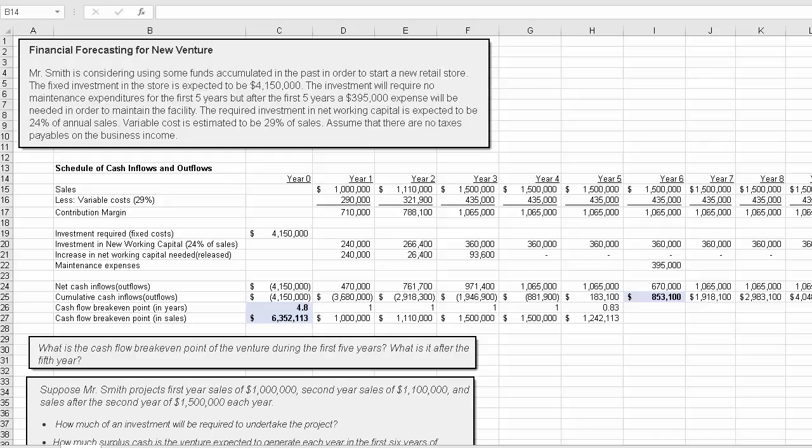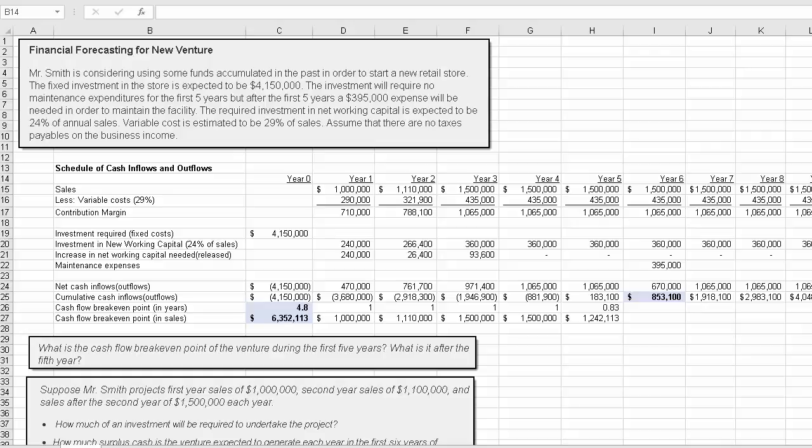Let's take a look at this financial forecasting for a new venture. You can see the problem in front of you. Mr. Smith is considering using some funds accumulated in the past in order to start a new retail store. The fixed investment in the store is expected to be $4,150,000. The investment will require no maintenance expenditures for the first 5 years, but after the first 5 years, a $395,000 expense will be needed in order to maintain the facility.